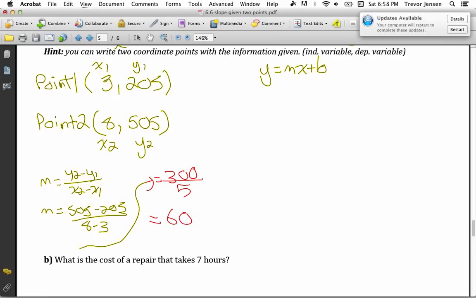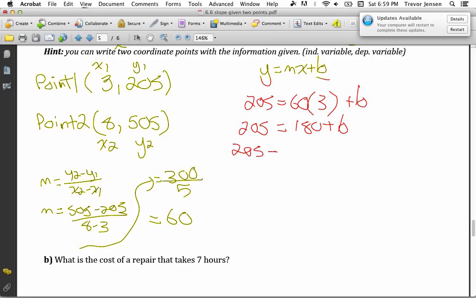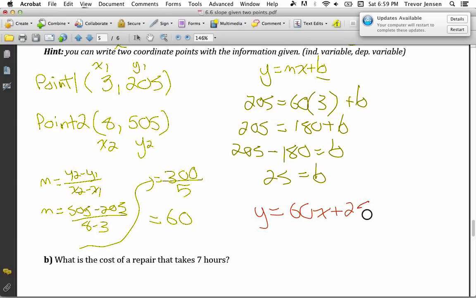Now I need to find the y-intercept. I can find the y-intercept by plugging in for y, m, and x. I can choose either point to plug in for x and y. I'll choose the first one because it's got smaller values. So the y-coordinate is 205, my slope is 60, and the x-coordinate is 3, plus my unknown b value that I'm going to solve for. 60 times 3 is 180. Isolate the b by moving the 180 to the other side. It becomes a minus 180. And I get my b value to equal 25. So the equation is y equals 60x plus 25.